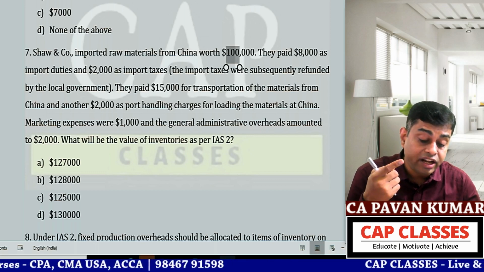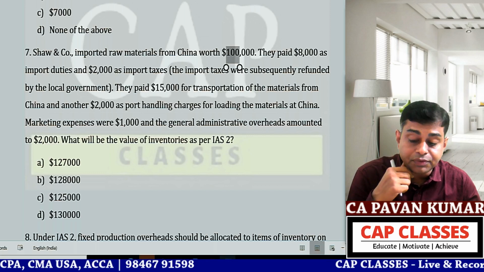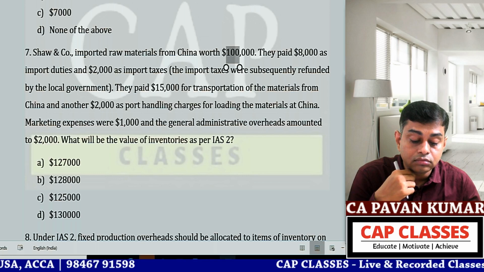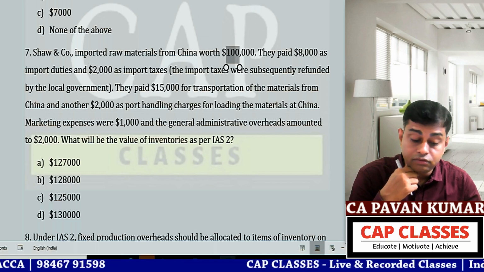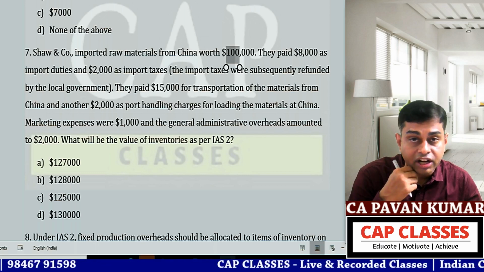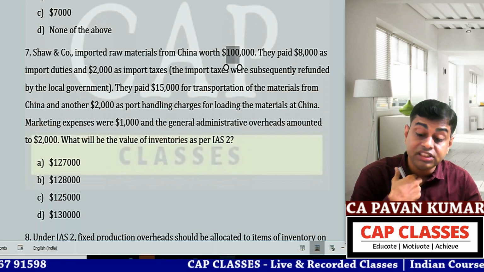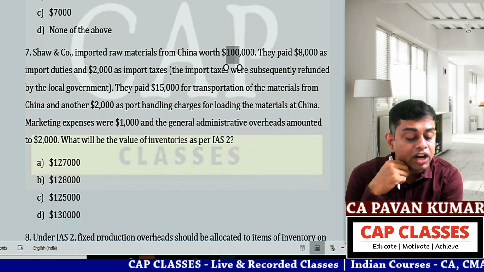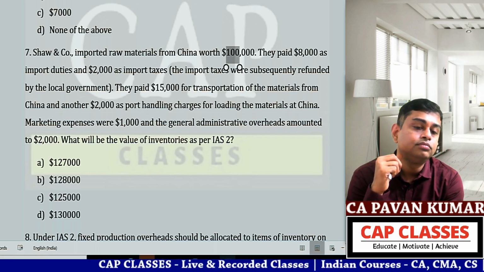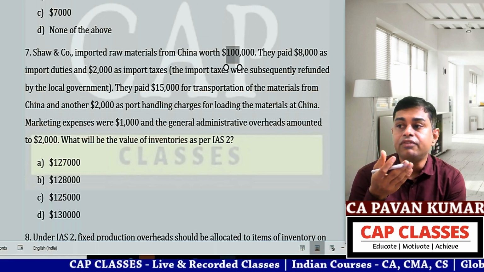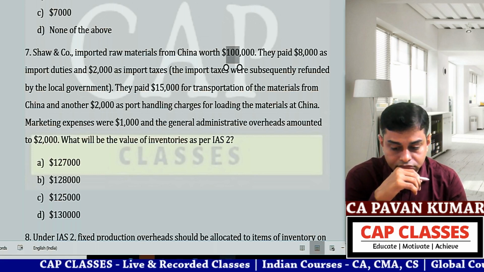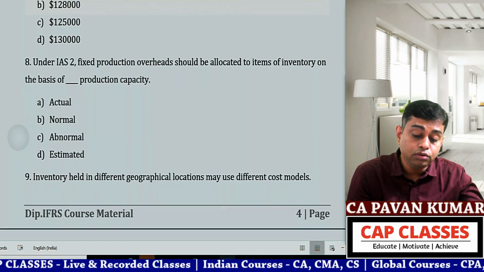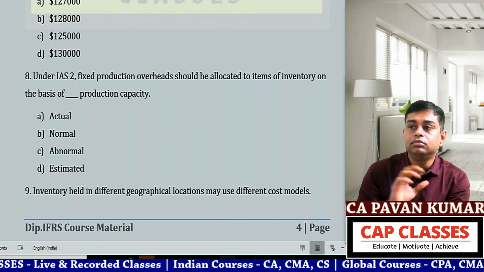123 plus 2, 125. Then can I add marketing expenses $1,000? Selling and distribution, marketing expenses, we should never include in inventory. Marketing expenses should not be included in inventory. So 1,000 you cannot include. Then general administrative overheads, no. So the answer should be $125,000, which is C. Correct? Yes. Correct. Very good. So one more question we'll do, and then we'll go to another standard.